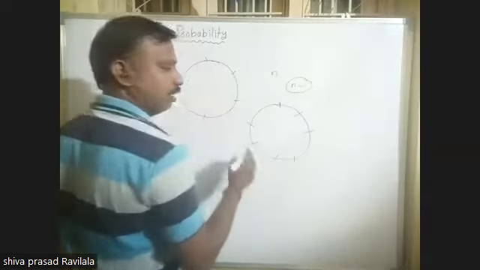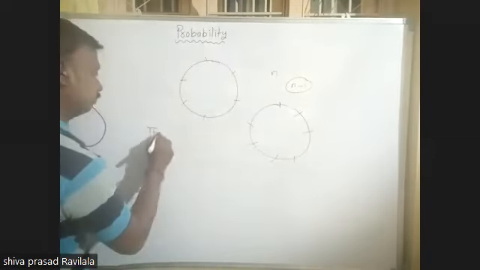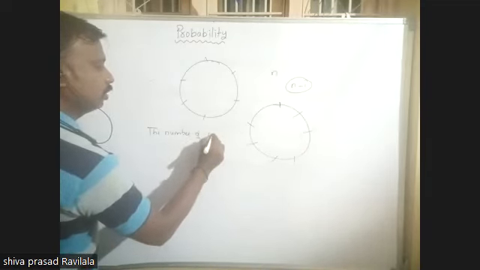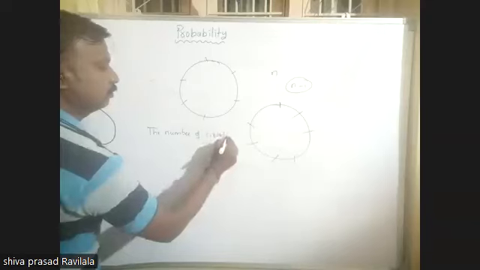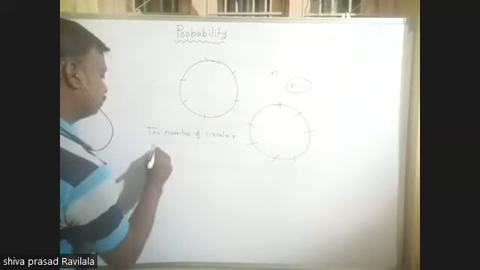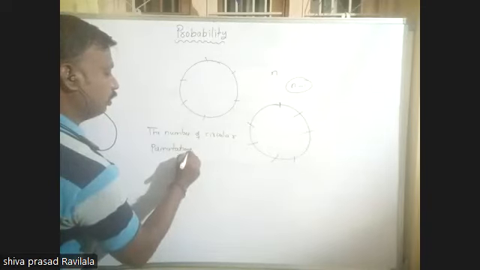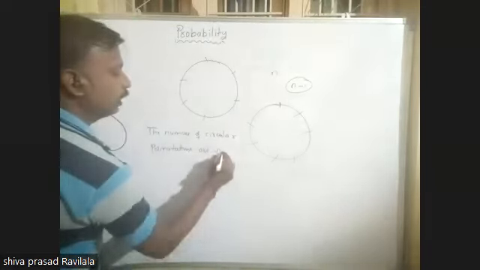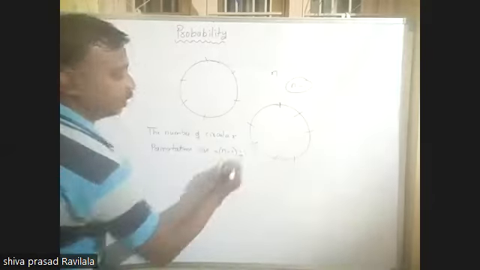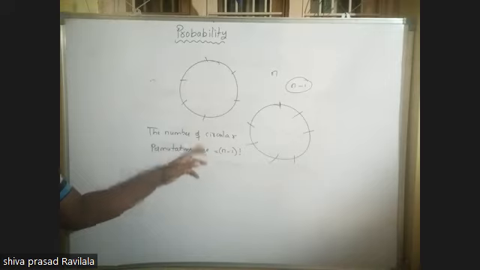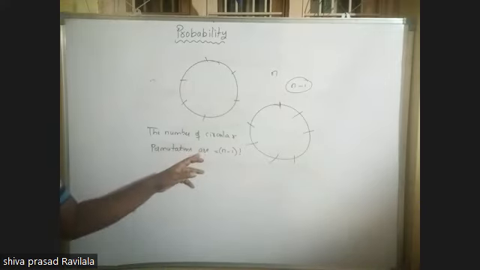Therefore, the number of circular permutations is n minus 1 factorial. Remember this formula: the number of circular permutations of n objects is n minus 1 factorial.